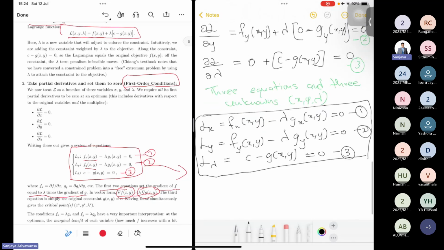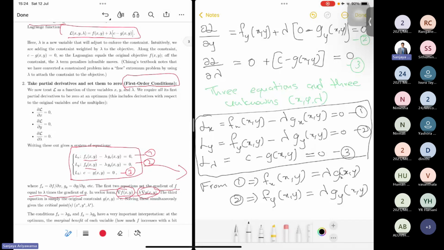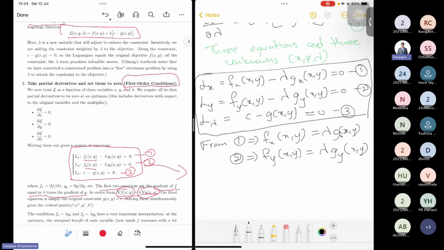So when I say gradient, it's basically from 1 you get f of xy equals lambda times g of xy, and from 2 you get f partially differentiated with respect to y equals lambda times g partially differentiated with respect to y. So rather than putting it like this, you can simply write it also.